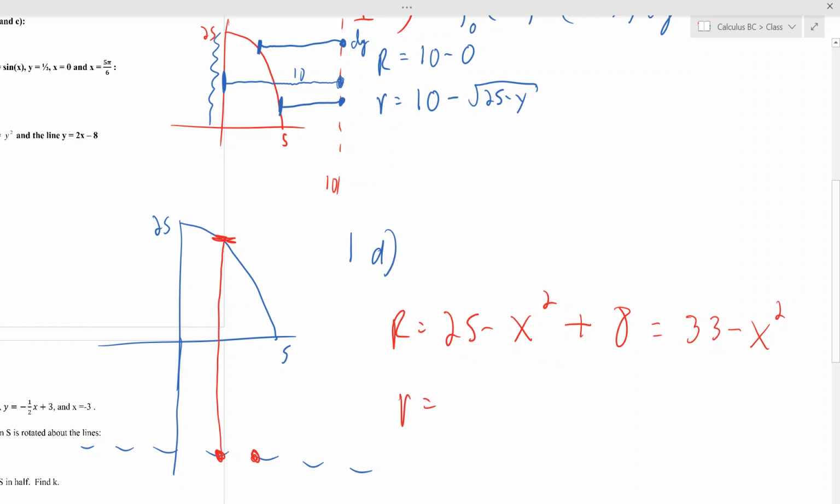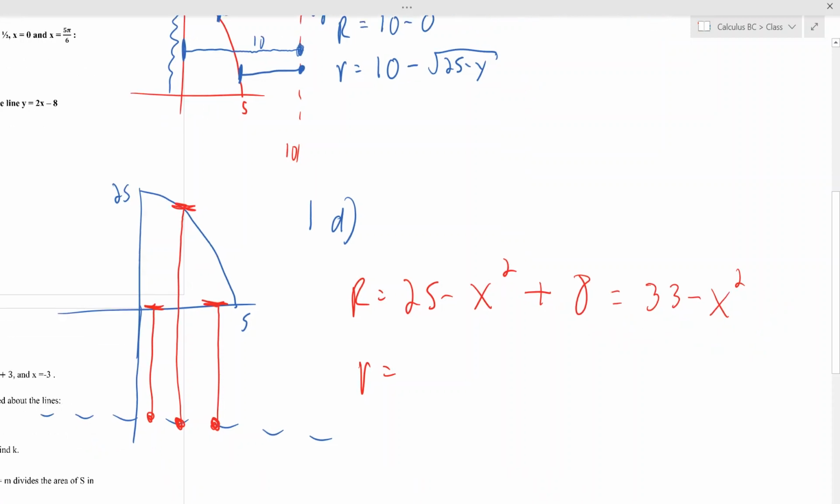Little r: again, pencil on the axis. Say this over and over. Draw to the first time you hit your shape, which is right there. No matter where I draw it, the first time I hit it is actually 0. So little r is 0 minus negative 8, which is just 8.